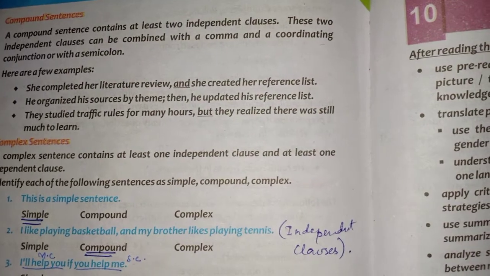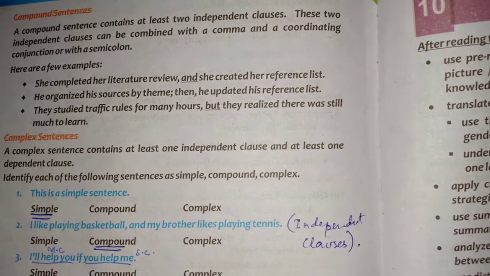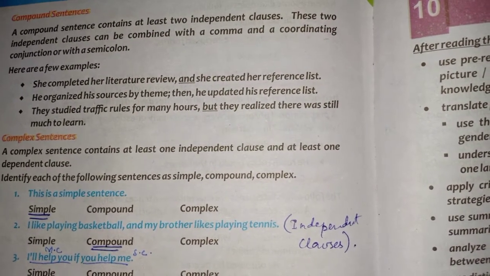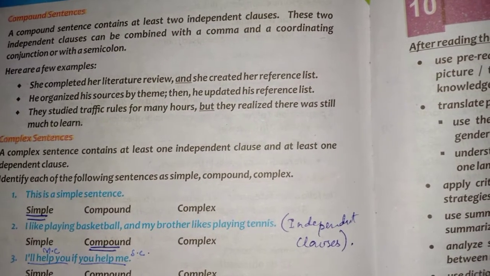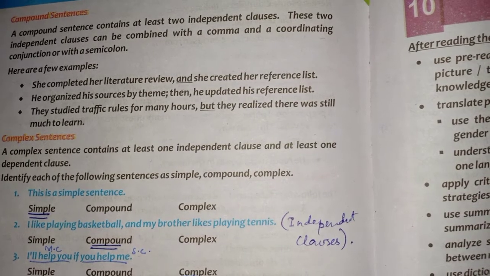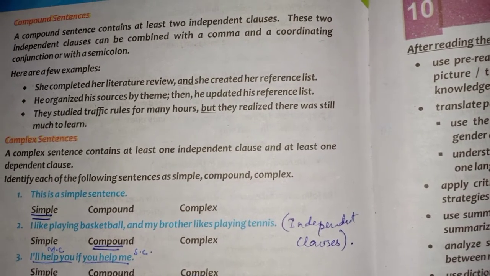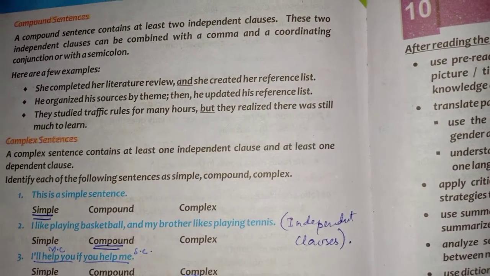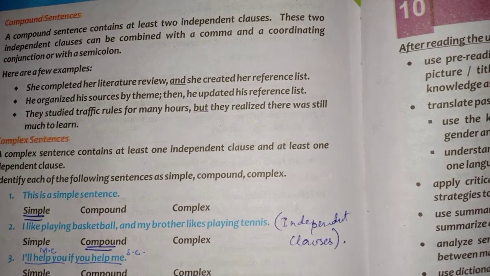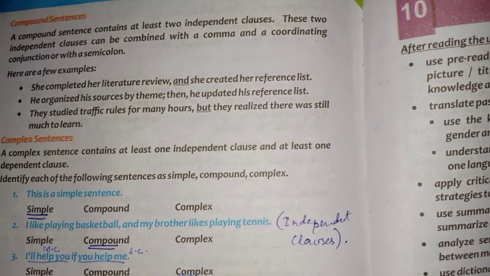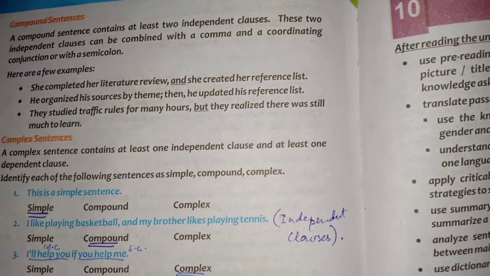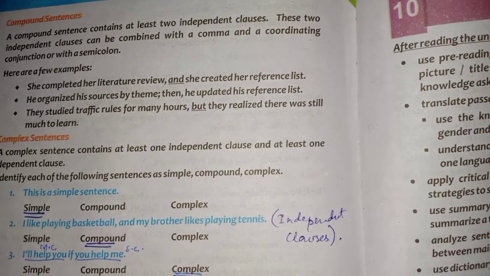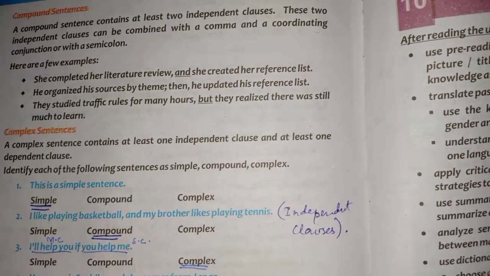These two independent clauses can be combined with a comma, a coordinating conjunction, or a semicolon. Semicolon, comma, coordinating conjunction. These two main clauses or independent clauses can be combined with a comma, coordinating conjunction, or semicolon. Clear? Please remember it. Here are a few examples. See the example.